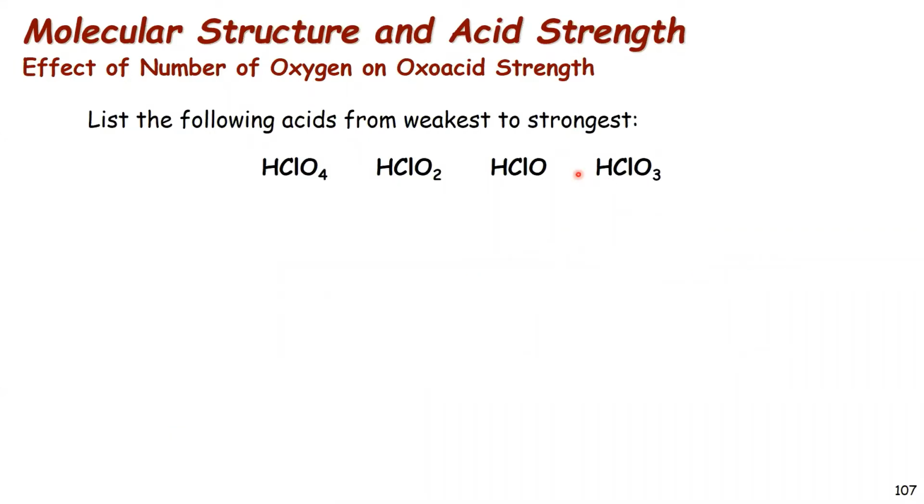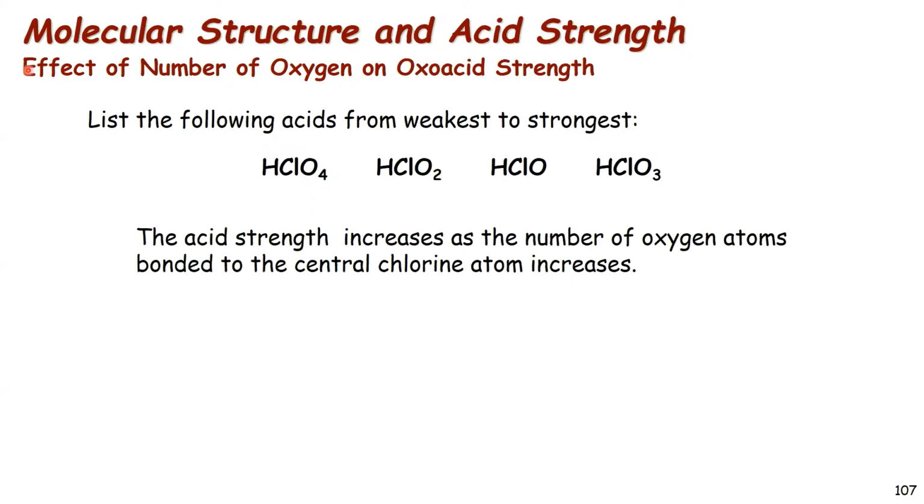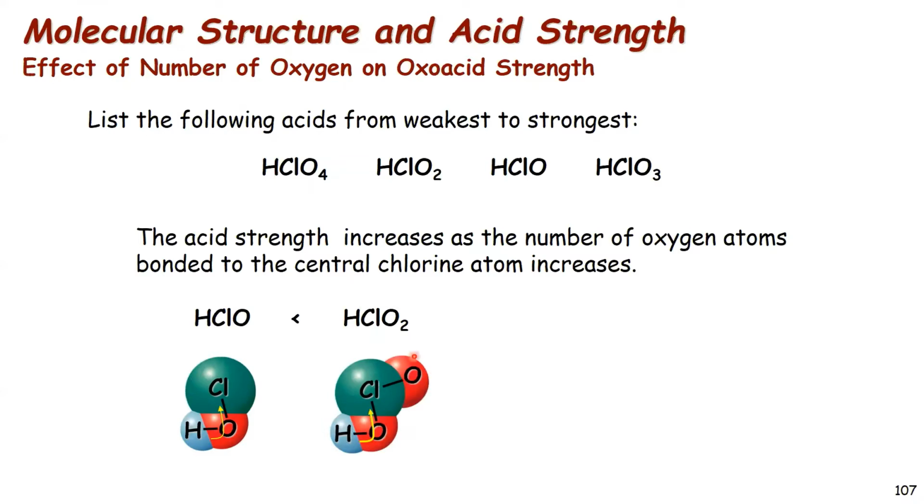So if we want to look at a series, notice that all the central atoms in this case are the same. So the weakest will have the fewest number of oxygens, so that's hypochlorous acid. And then as the number of oxygens increase, the acid strength increases. So it's going to go from hypochlorous acid to chlorous acid to chloric acid to perchloric acid. Okay, so again, hypochlorous acid to chlorous acid because we added another oxygen, more electrons are being drawn away, to chloric acid, again, more being drawn away.